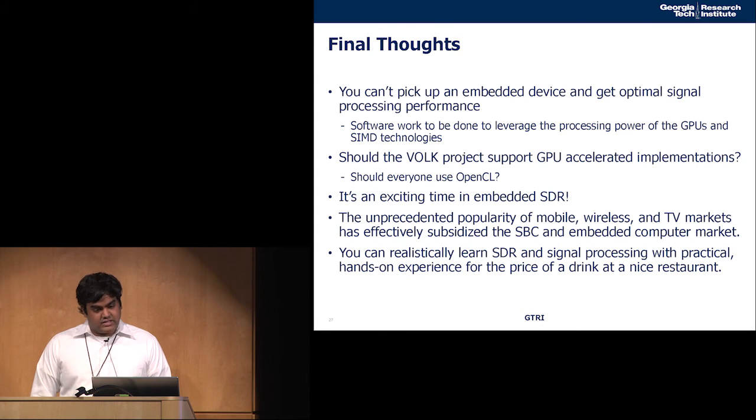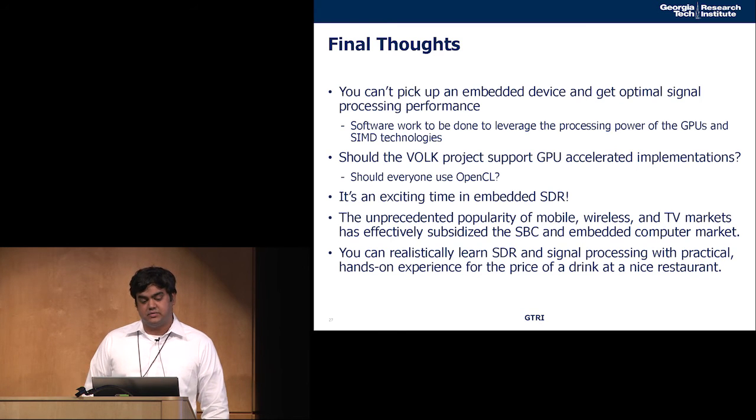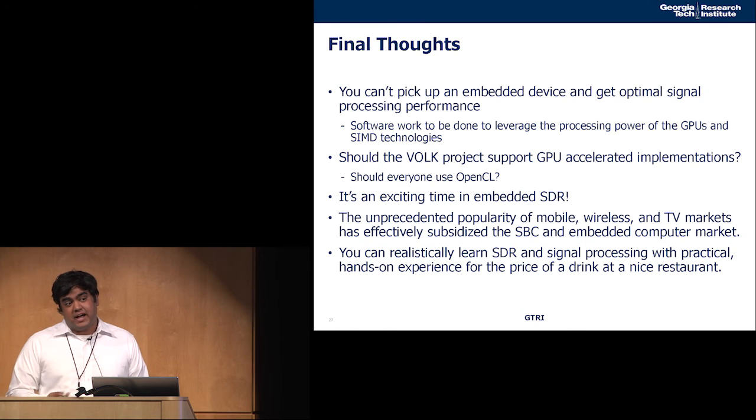And you can realistically learn all this stuff now, that's SDR and signal processing, with practical hands-on experience for the price of a drink at a nice restaurant. A Pi Zero is $5, an RTL dongle is $10 on Amazon for the lowest end one. And so, if I get a whiskey in Atlanta, it's at least $15. So yeah, that's about all I've got.